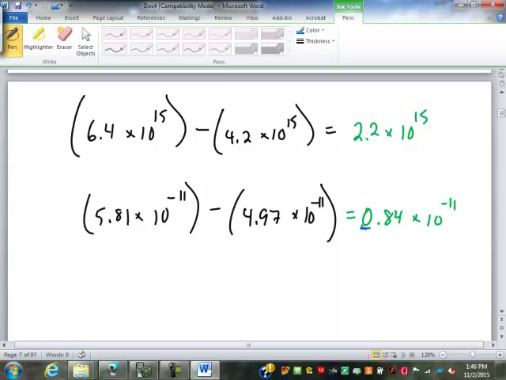There's nothing but a 0 in front of the decimal point, so we got to move it the other way. 8.4. Did the number get bigger or smaller? This time the number got bigger, so the power has to get smaller. So negative 11 minus 1 is negative 12.